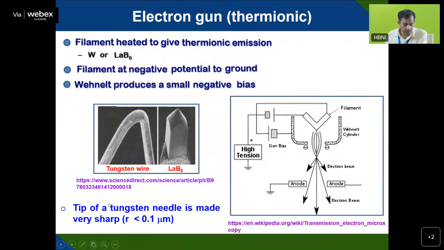The tungsten needle is made up of very sharp tips, like sharp needles. The electron emission property also depends upon how sharp your needle is. You can see here you have a high anode and an electron beam. From the filament, because of the high voltage you apply, or due to heating, the electrons will be released, and then pass through the anode to the target, to the particular films, or you can see the image on the screen.